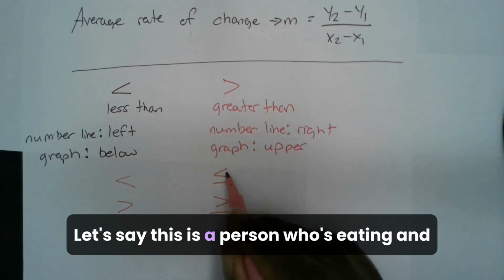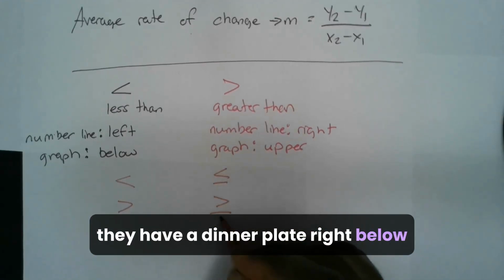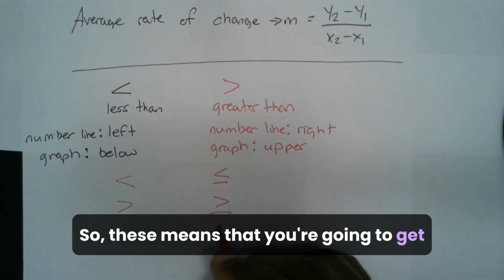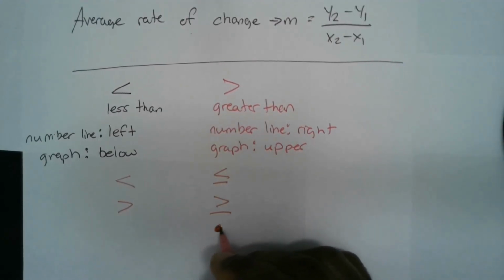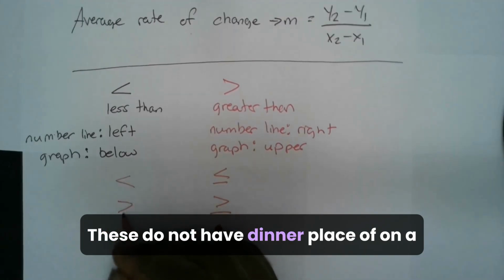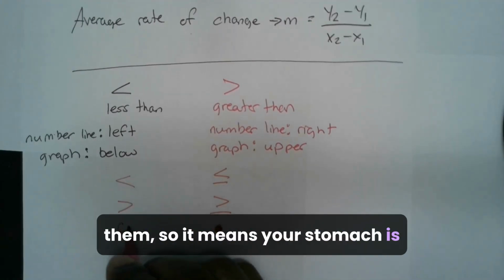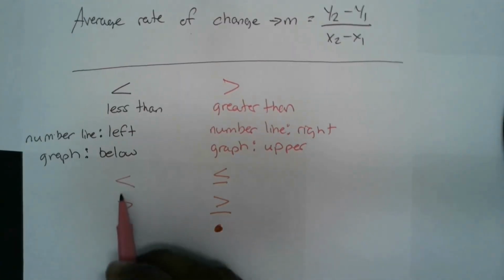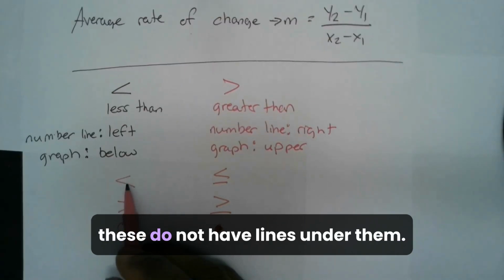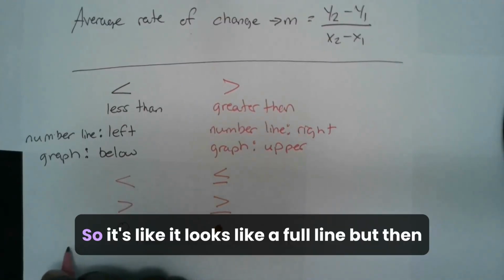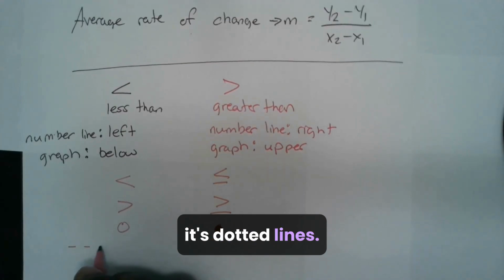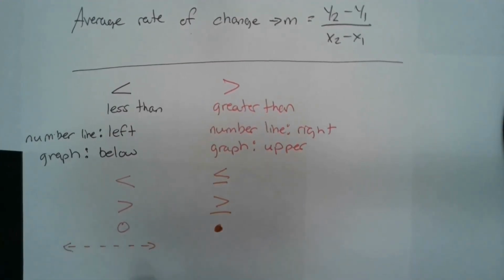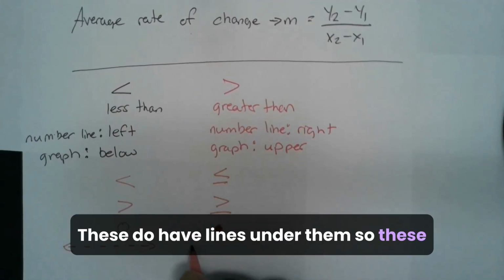But think about it this way. Let's say this is a person who's eating and they have a dinner plate right below them. So this one has a dinner plate, this one has a dinner plate as well. That means you're going to get full. These do not have dinner plates on them, so it means your stomach is empty, right? And when it comes to graphing a line, these do not have lines under them, so it looks like dotted lines. They're dashed. These do have lines under them, so these are full lines.